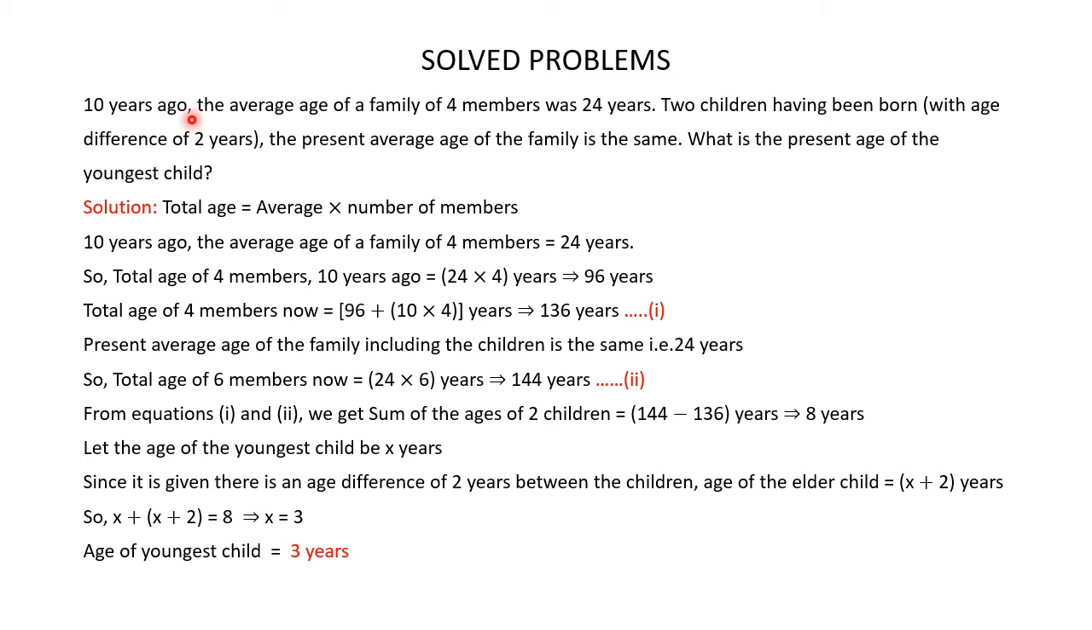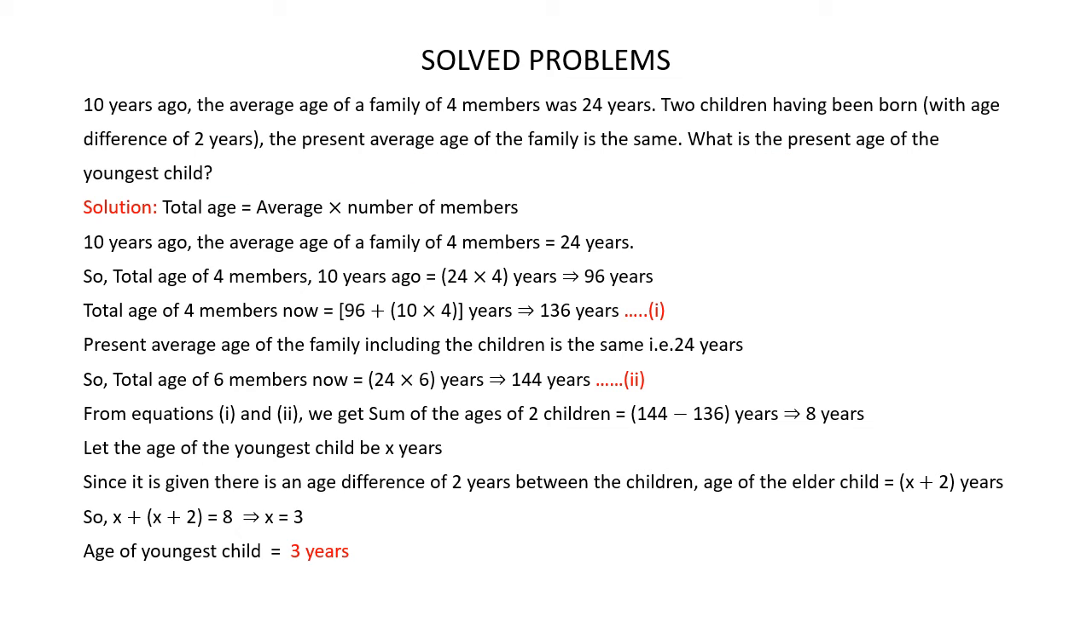10 years ago, the average age of a family of 4 members was 24 years. 2 children having been born with an age difference of 2 years, the present average age of the family is the same. What is the present age of the youngest child?